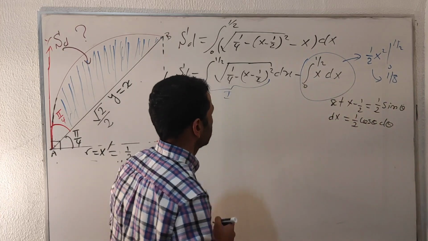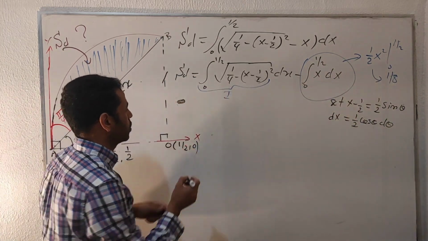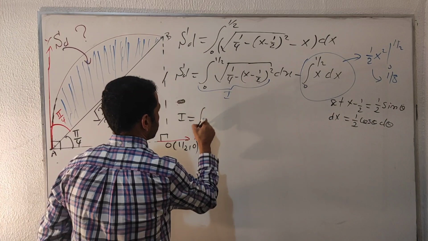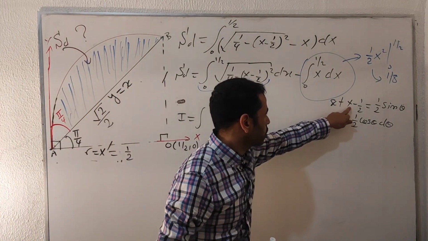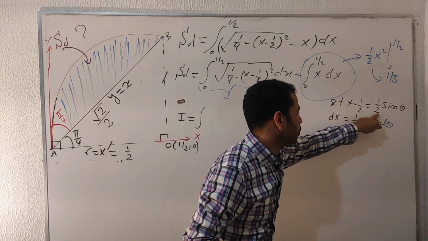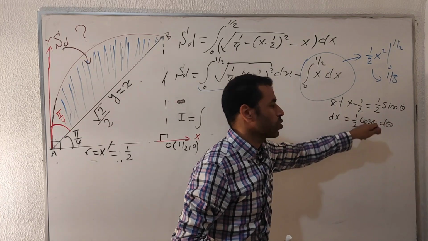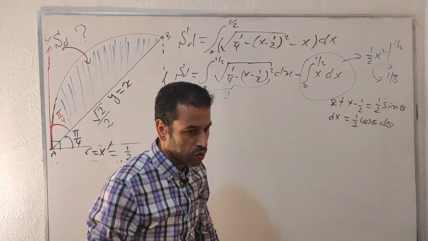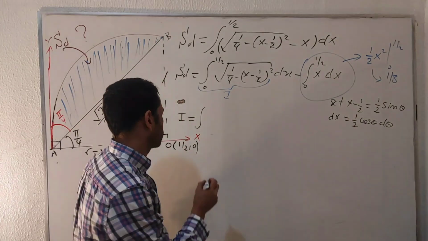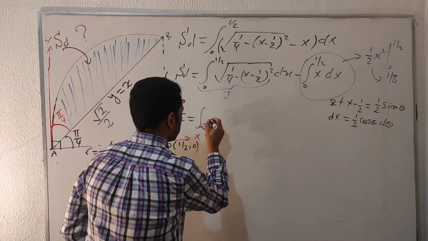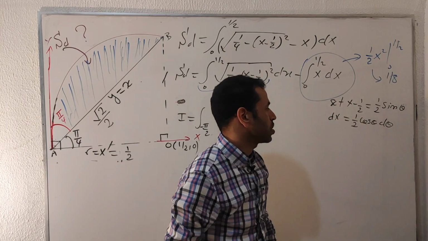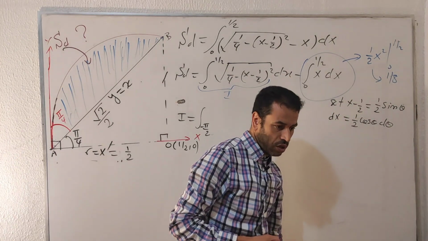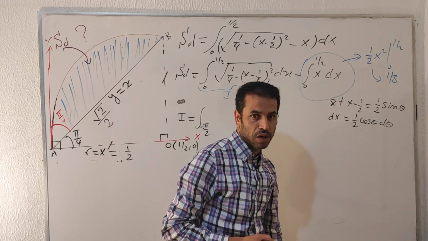Let's plug this into the integral. I'm going to change the bounds now. Putting x equal to 0 gives us minus 1 over 2 equals 1 over 2 sine theta, so sine theta equals minus 1, which is theta equals minus pi over 2. Putting x equal to 1 over 2 gives us 0, so sine theta is 0, which implies theta equals 0 as well.